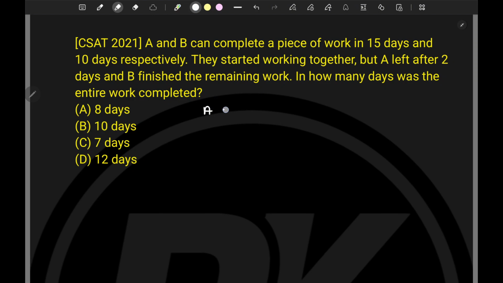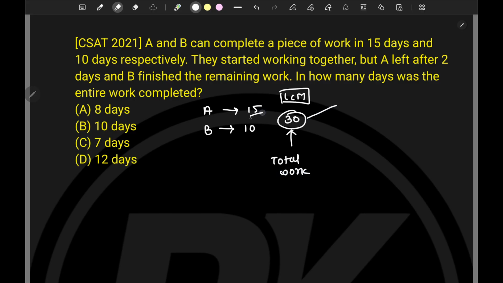So again, A is completing the work in 15 days. B is completing the work in 10 days. Now in the LCM method, we have seen, let's calculate the LCM of these two. We just said it is 30. And we said this 30 is nothing but the total portion of the work. Now tell me, if A is doing the 30 work in 15 days, that means in one day he is doing 2, right? How did I get 2? It is 30 divided by 15. It's simple mathematics, right?